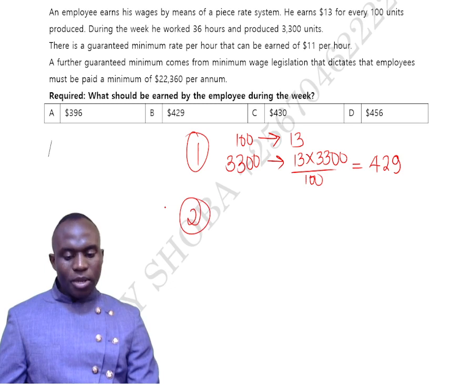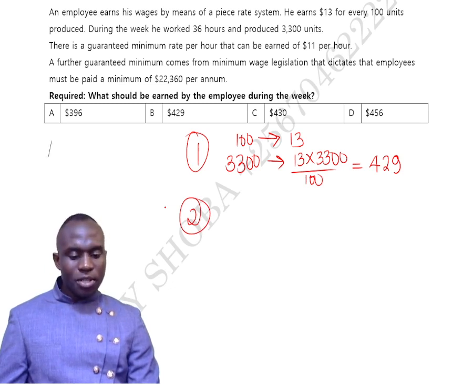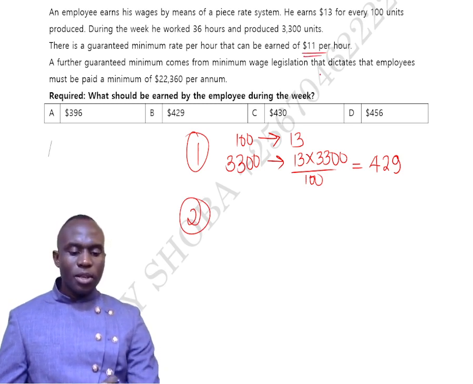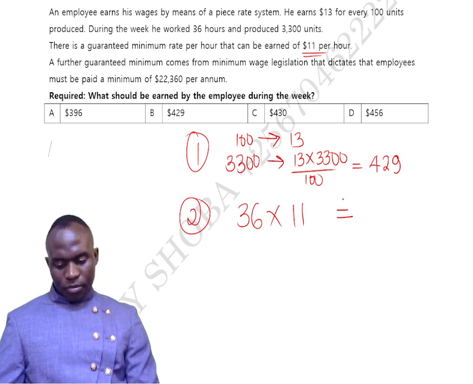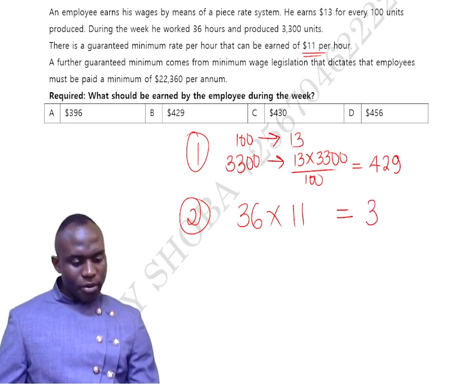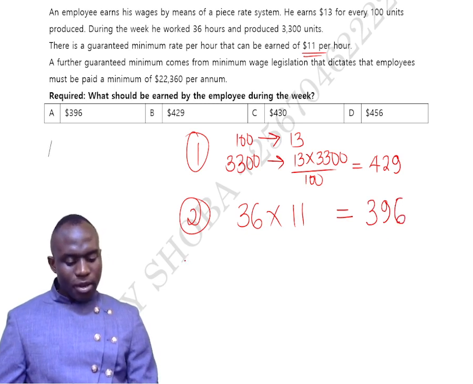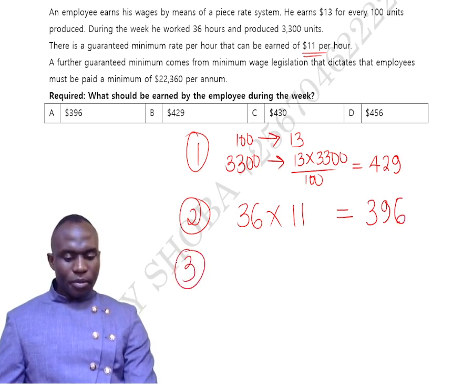Now the second payment is the company has a policy that someone has to be paid $11 per hour worked. So during a week, he worked for 36 hours. So the company's payment would be 36 hours times 11. So we get 396.